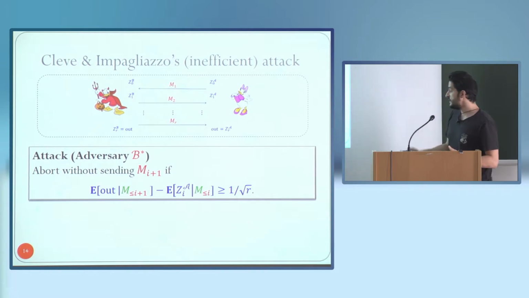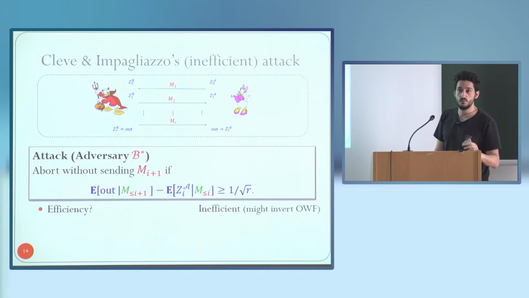Okay? So now let me try to argue why this attack is inefficient and why it yields 1 over square root of r bias. So first, it's inefficient because it might invert a one-way function. Specifically, the transcript might contain a commitment to the output. So computing the expectation of the output conditional on the commitment is equivalent to opening the commitment.